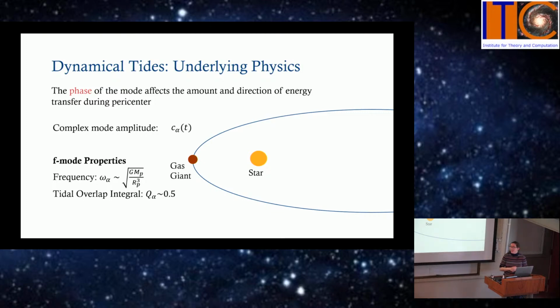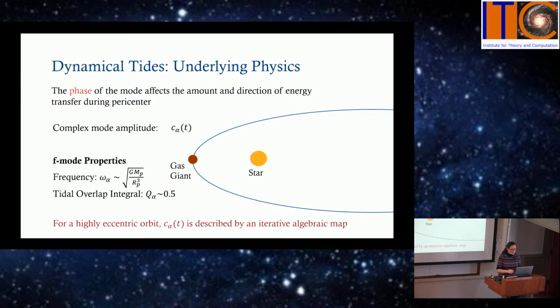So we can write out an equation for how the mode amplitude should evolve with time and couple that with how the orbit should evolve with time. But one of the difficulties with that is that now you have to integrate over this very short time scale of the pericenter passage, and then also the much longer time scale of an orbit. And if you want to do long-term evolution of the system over many, many orbits, that becomes numerically challenging.